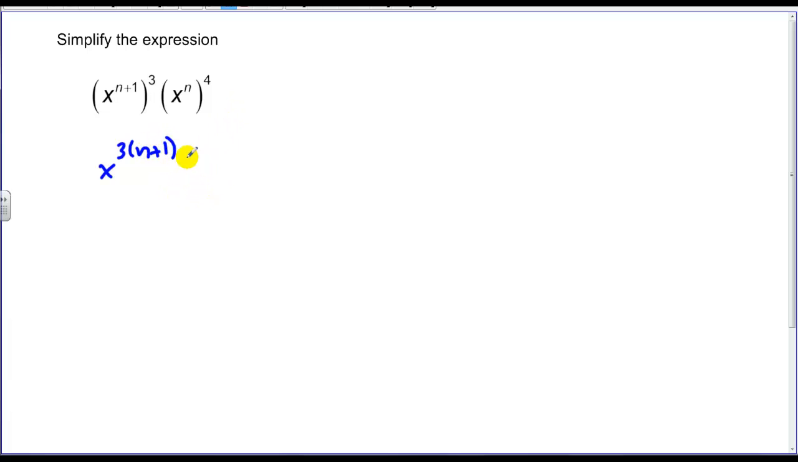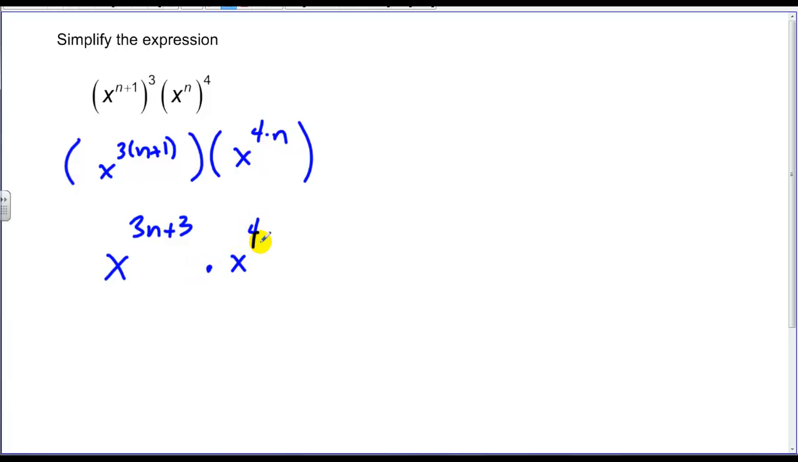And this term is once again x to the 4 times n power. Distributing the 3 through, I get x to the 3n plus 3 times x to the 4n. Now we're asked to multiply two terms with the same base. When asked to do that, we keep the base the same and we take and add the powers. Notice when I add these powers, I add like terms, so the 3n and the 4n are like terms, so that's 7n plus 3 power.